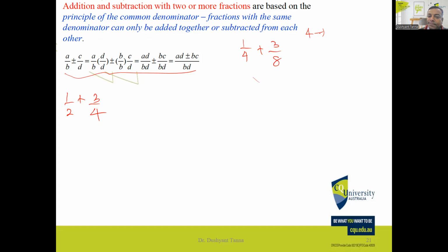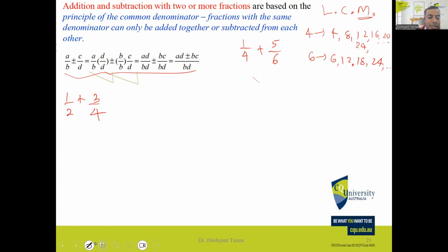How about 4 and 6? Then I make 5. Okay, 1 over 4 and 5 over 6. Multiple of 4. The name is LCM, least common multiple. So let's start with the multiple. The multiples of 4 are 4, 8, 12, 16, 20, and so on. Let me write 24 as well. Multiples of 6 are 6, 12, 18, 24, and so on.